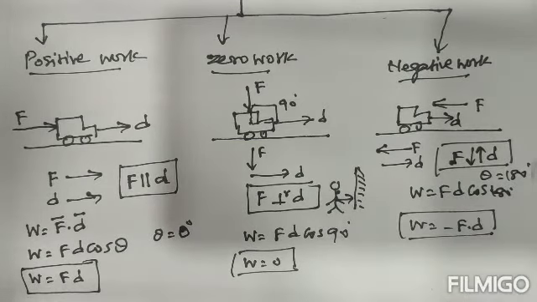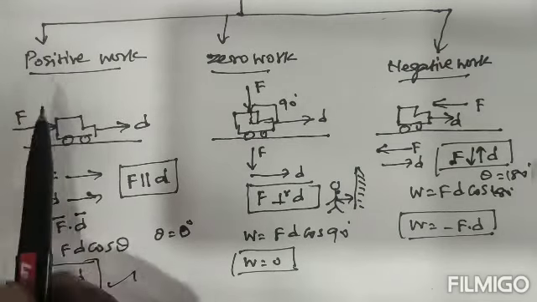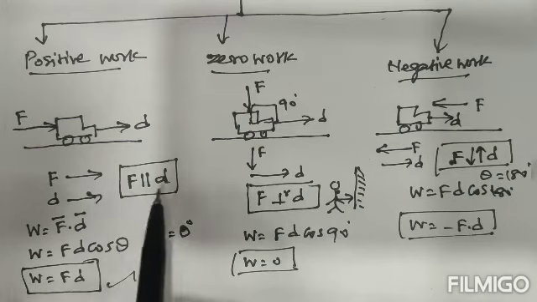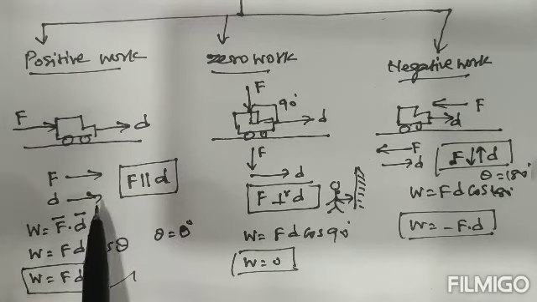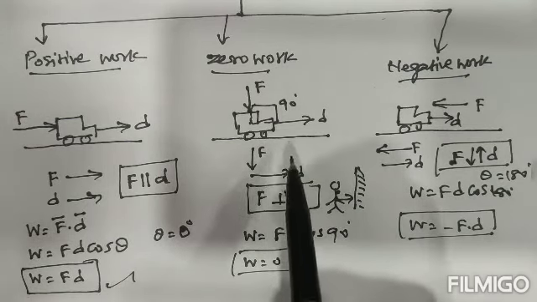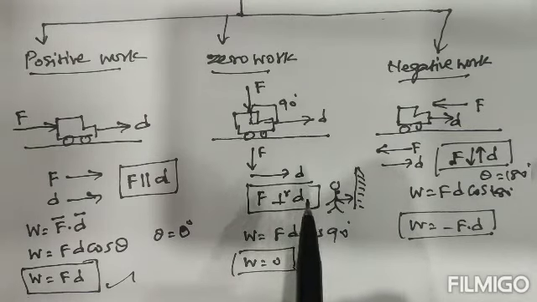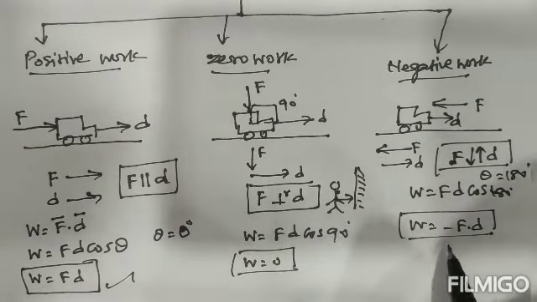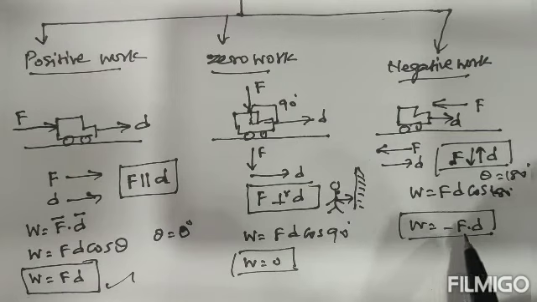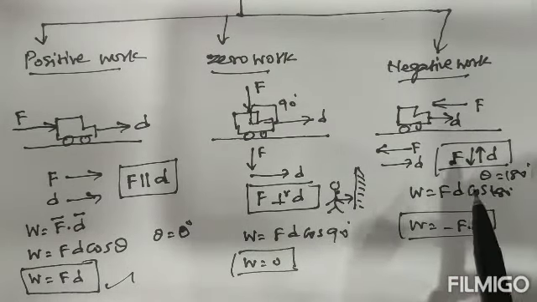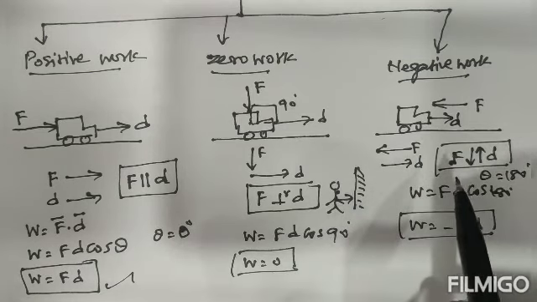So please listen students, here work equal to force into displacement, positive value, that is positive work done. Positive work done definition is applied force is parallel to the displacement direction. Next, zero work. Here work done is 0. Why? Because applied force is perpendicular to the displacement direction. Next, here I got work done, but it is negative. This is negative work done because applied force is opposite to the displacement direction.